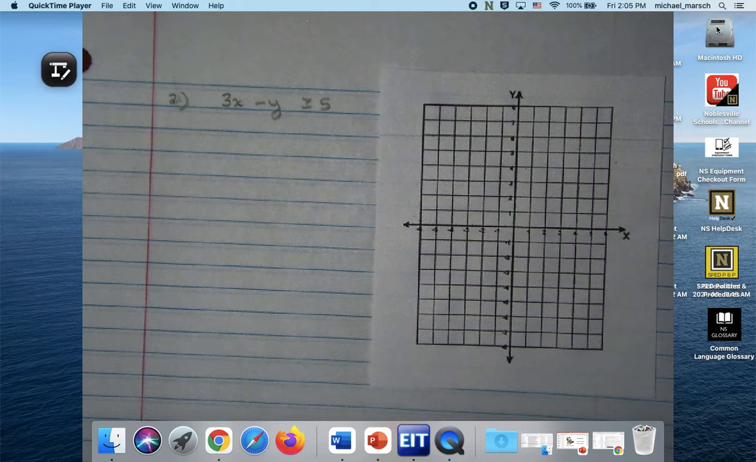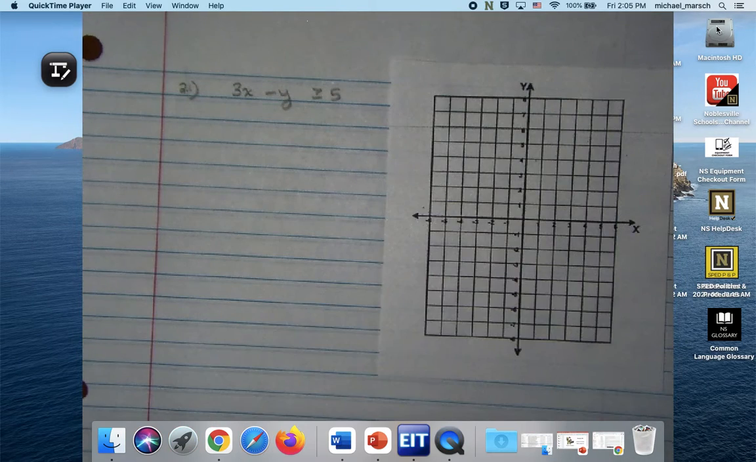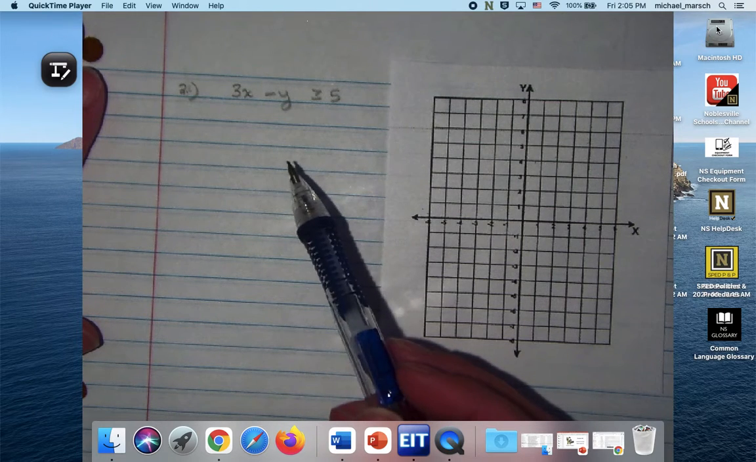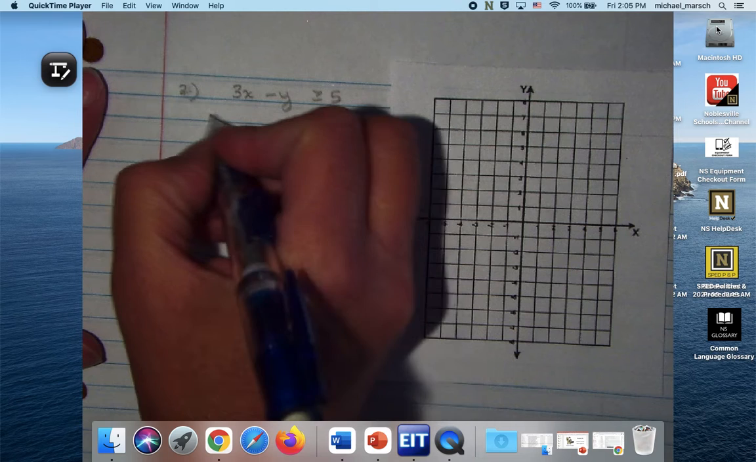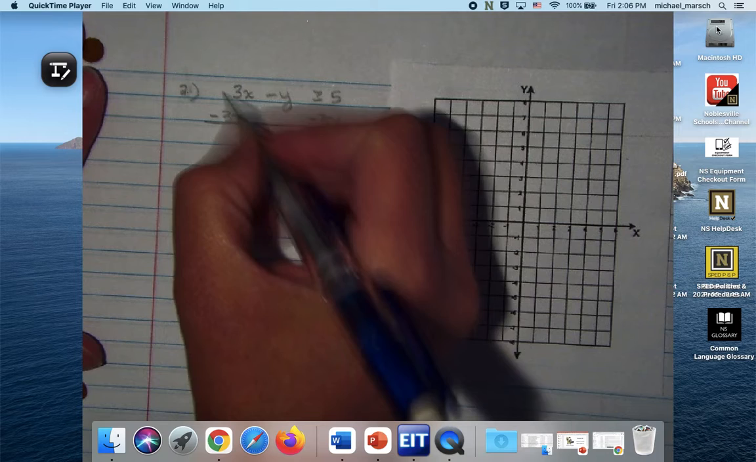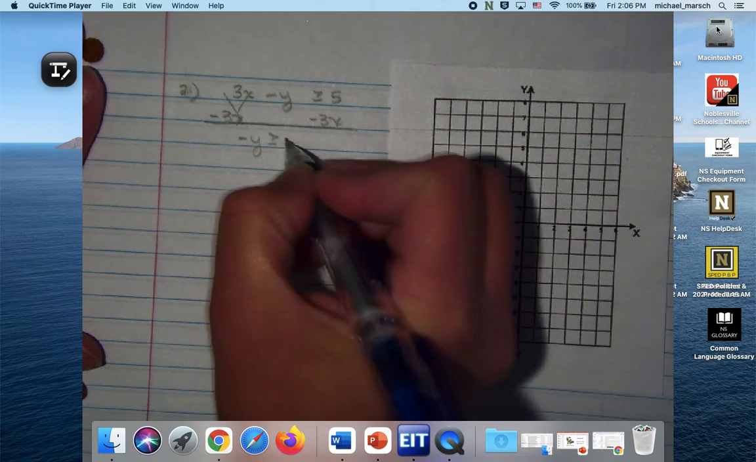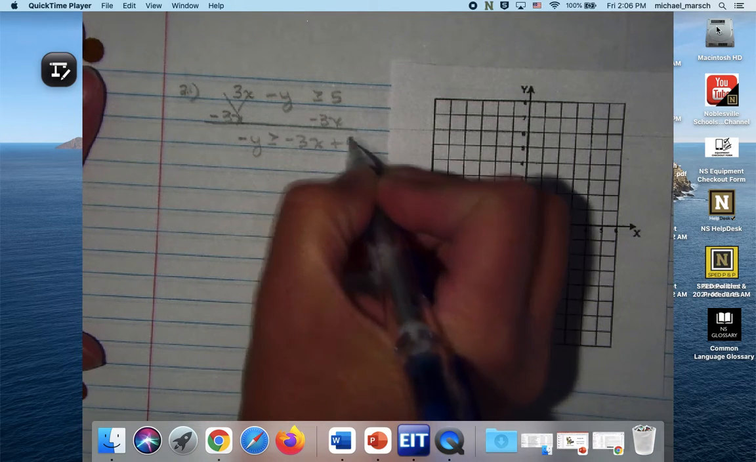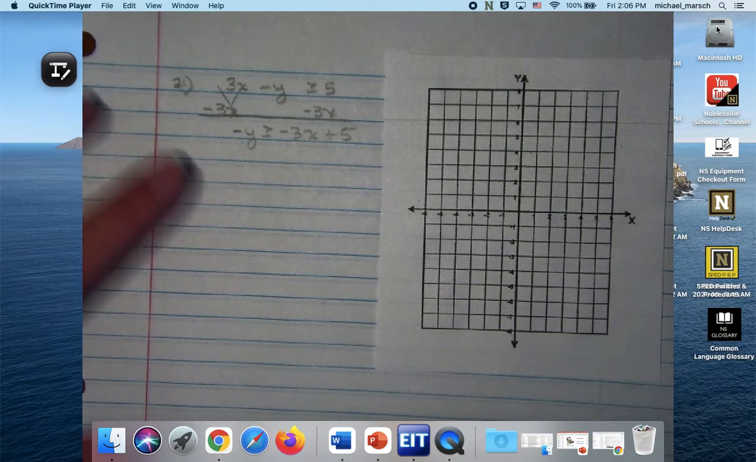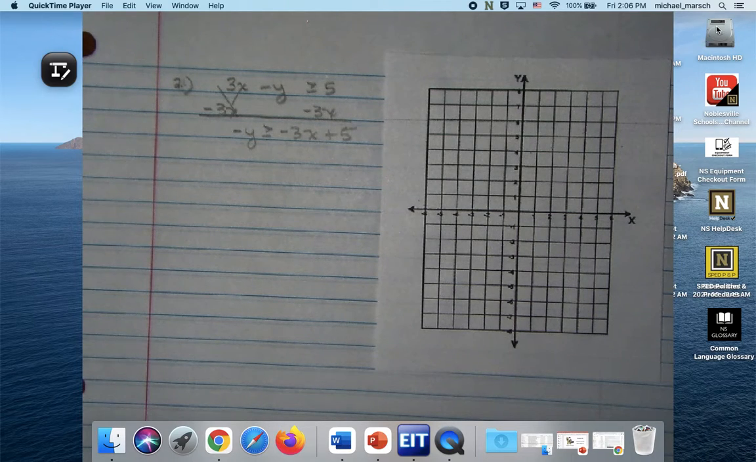Okay, so let's go ahead and do this one. This is not in slope-intercept form, so I'm going to have to rearrange again. I'm going to subtract 3x from both sides. Now I have negative y is greater than or equal to negative 3x plus 5. I can't have a negative y, right? That's not mathematically okay. So what is the trick to get rid of the negative y?